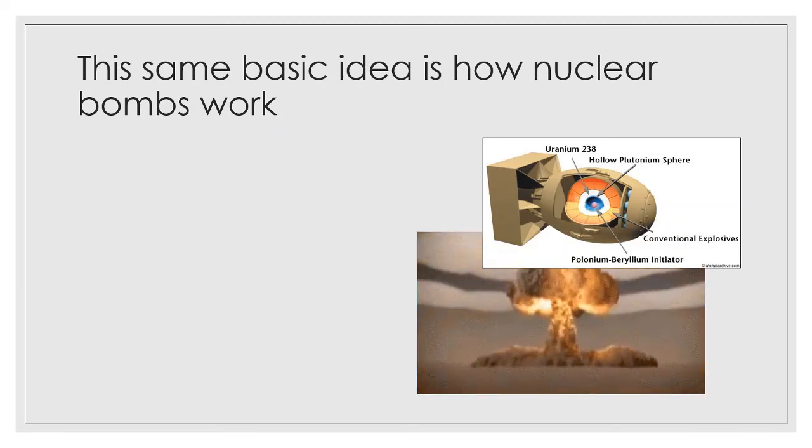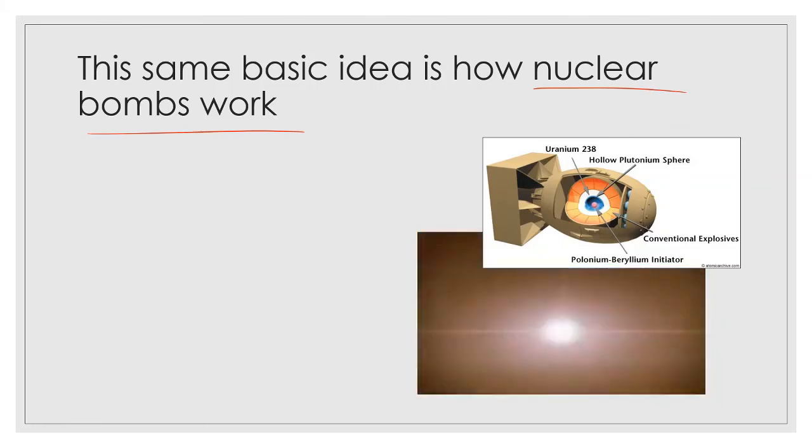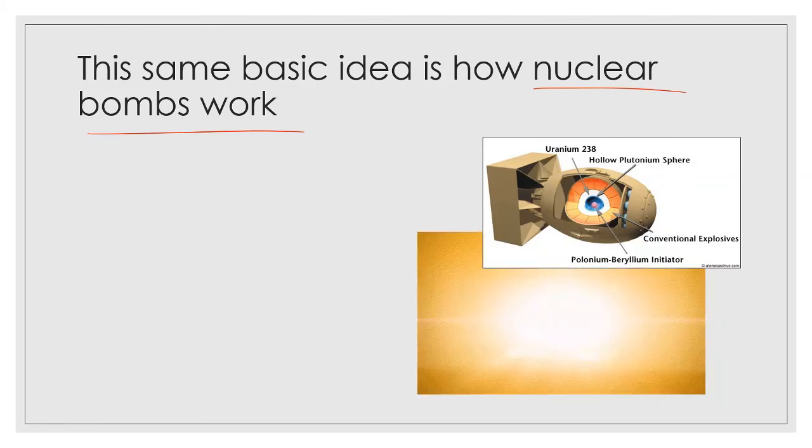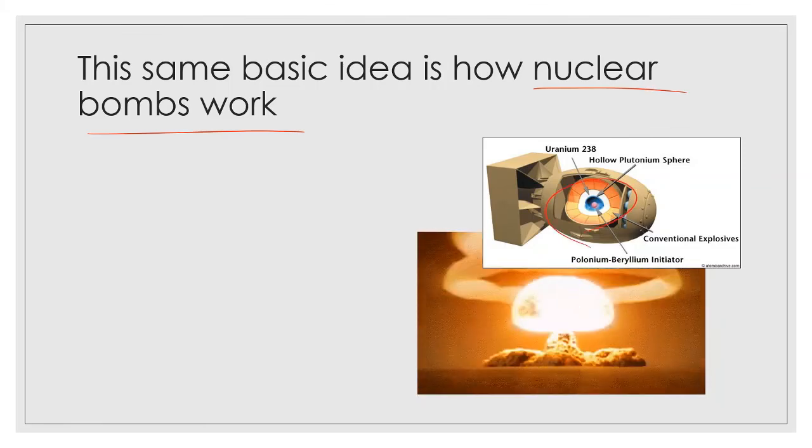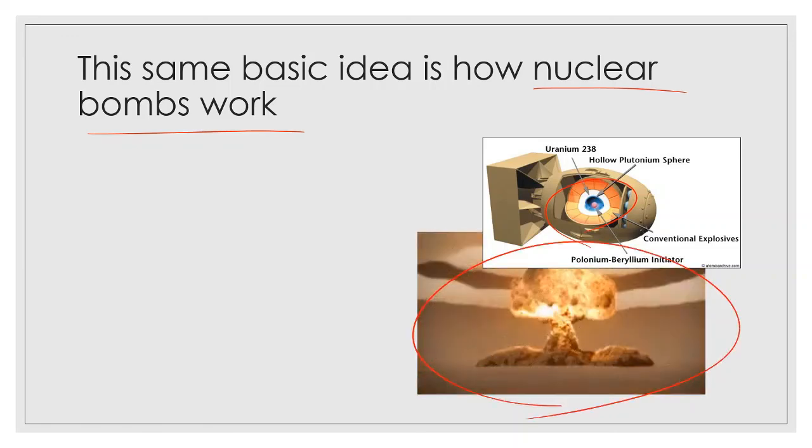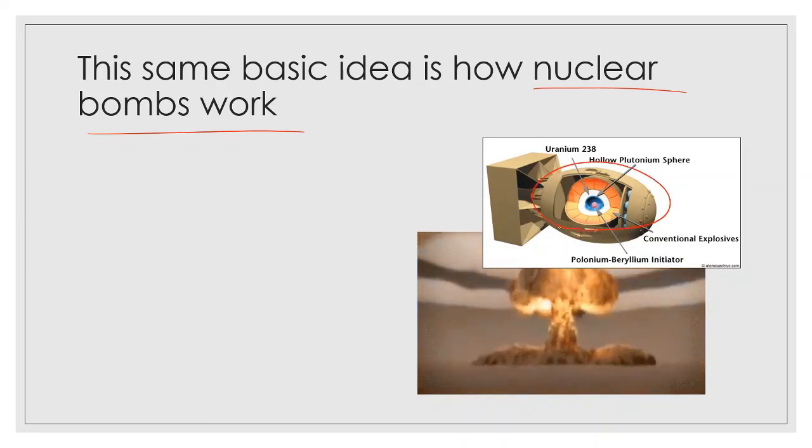The same basic idea of how the sun works is also how nuclear bombs work. And it's the reason why a small little bomb can be so powerful and create such a huge explosion. Because nuclear bombs use a process called nuclear fission that's very similar to fusion.